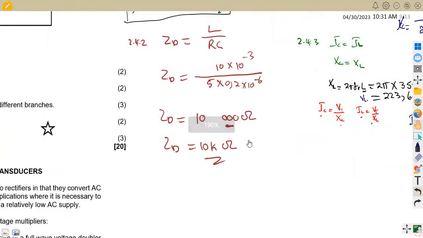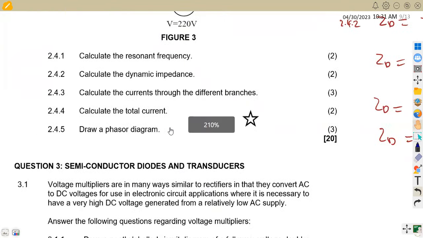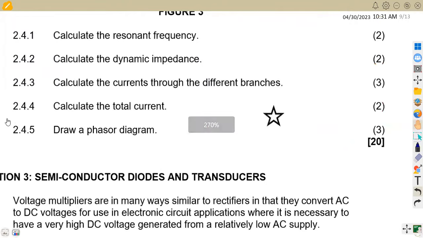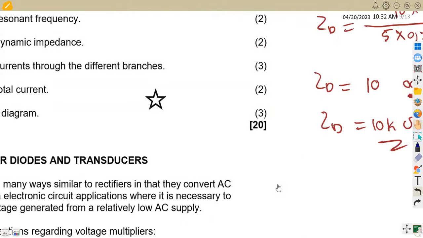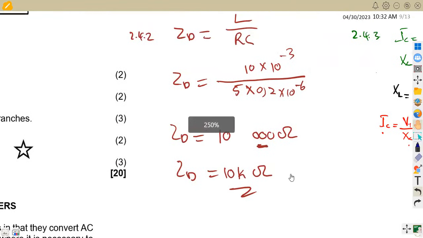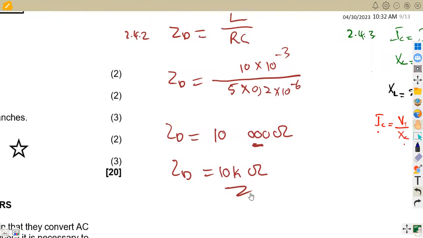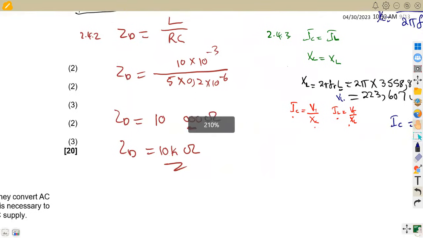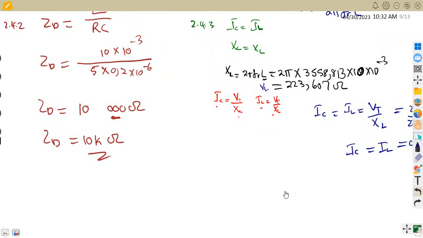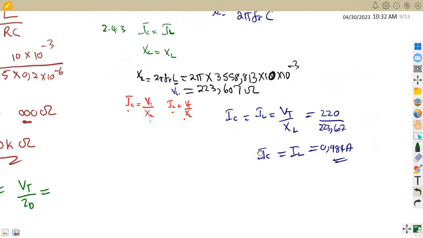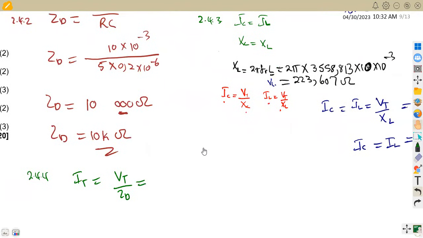All right. On the other part of the question, we are now given to calculate the total current of the circuit that we are given on 2.44. Remember, current is taken from the total impedance, which is the dynamic impedance, the maximum impedance that we can have. So you can use this dynamic impedance to calculate the total current. So 2.44, the total current is equal to the total voltage over the dynamic impedance. Remember, we had the total voltage before, 220 volts from our circuit. So we are going to use the 220.